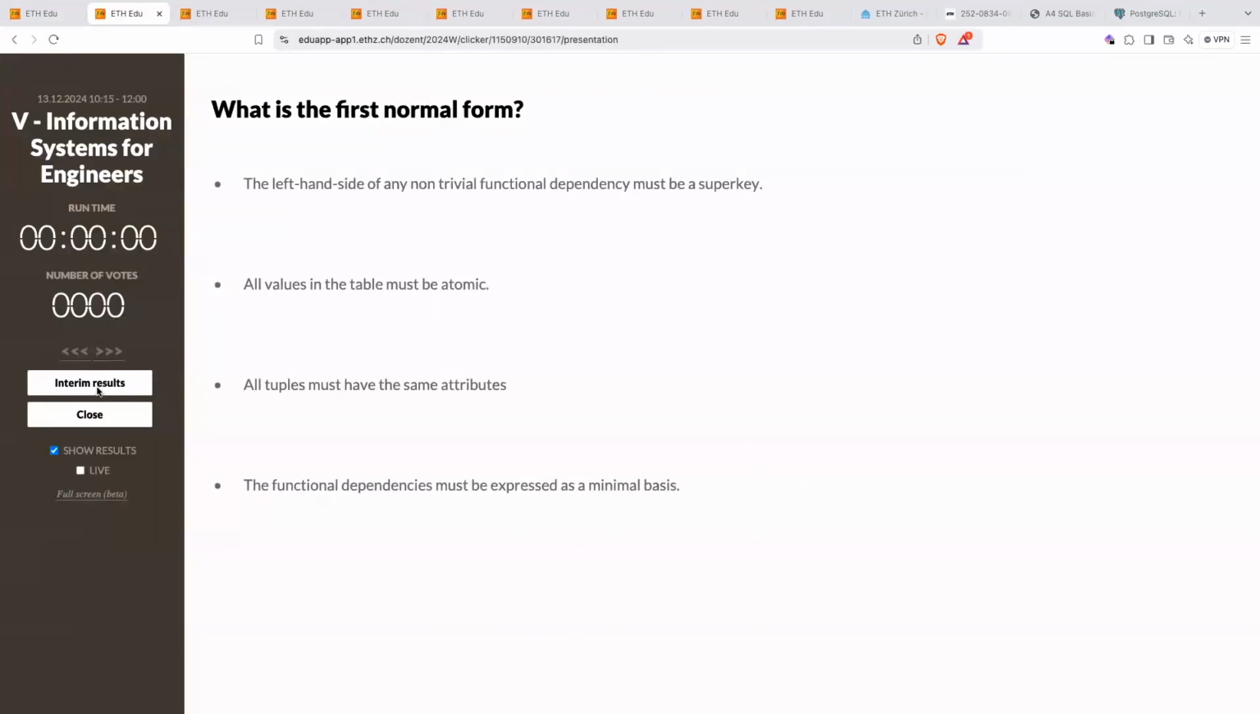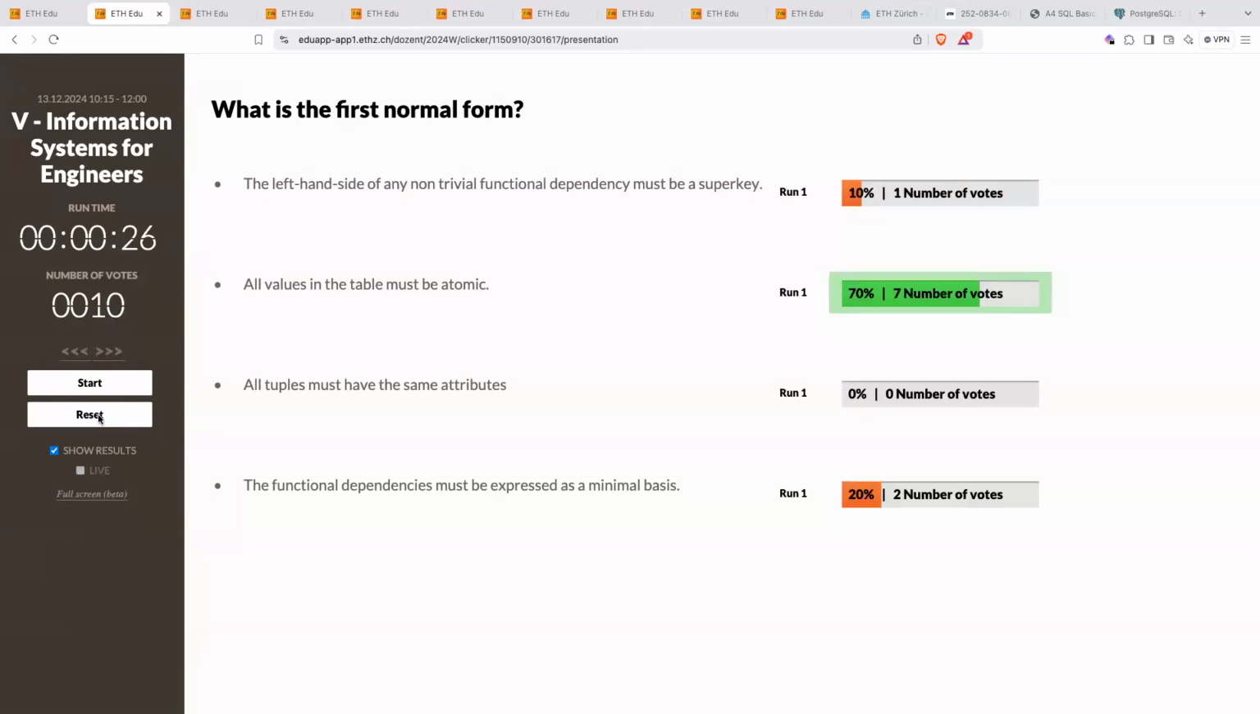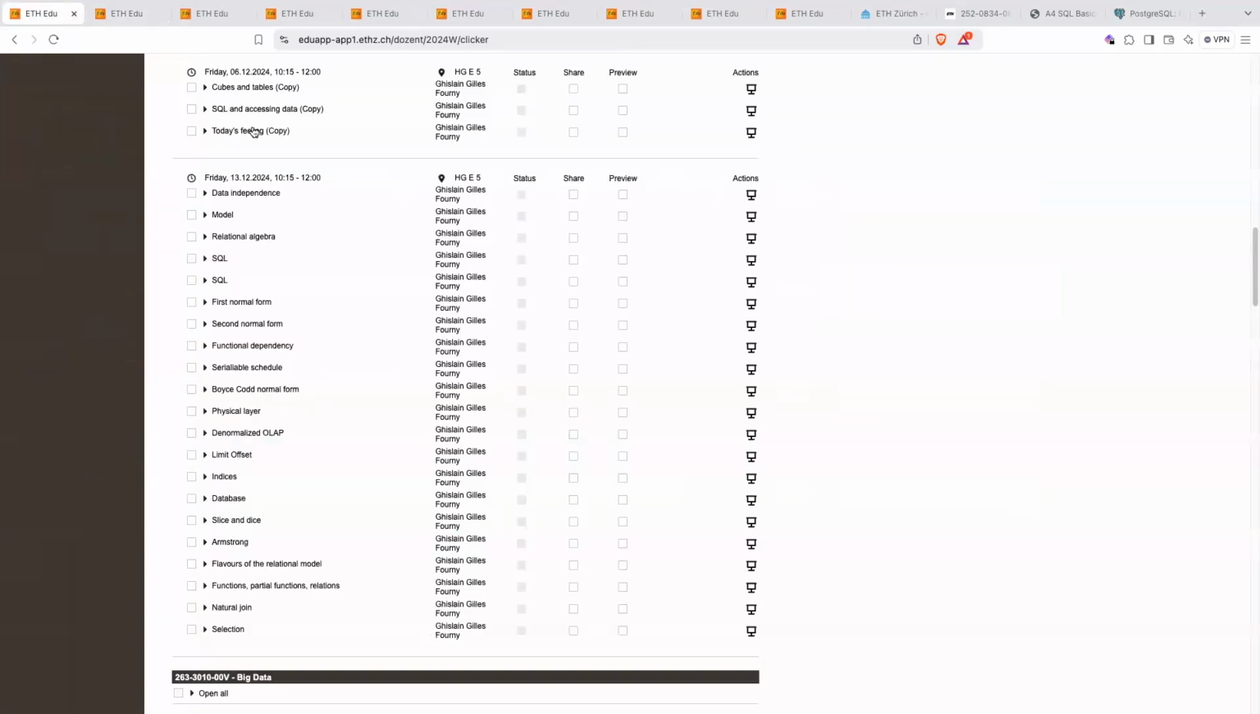So, what is the first normal form? The left-hand side of any non-trivial functional dependency must be a super key. All values in the table must be atomic. All tuples must have the same attributes. The functional dependencies must be expressed as a minimal basis. B also, yeah. Wow, this is really difficult.